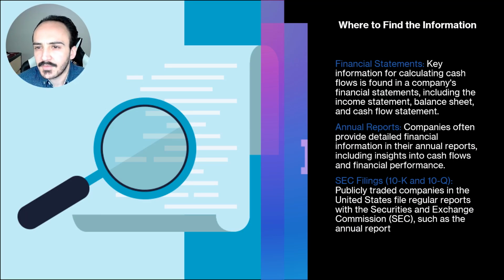Where to find the information? Financial statements: key information for calculating cash flow is found in the company's financial statements, including the income statement, balance sheet, and cash flow statement. Annual reports: companies often provide detailed financial information in their annual reports, including insights into cash flows and financial performance. SEC filings: publicly traded companies in the United States file regular reports with the Securities and Exchange Commission, such as the annual report.